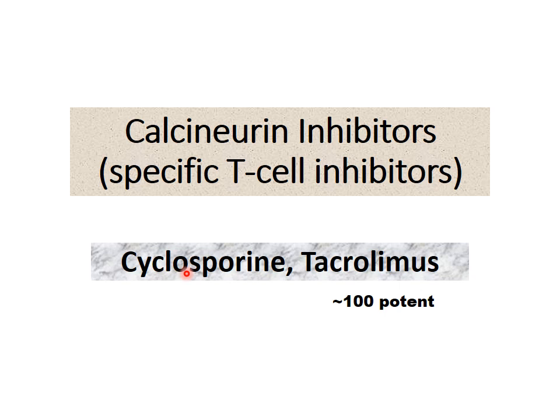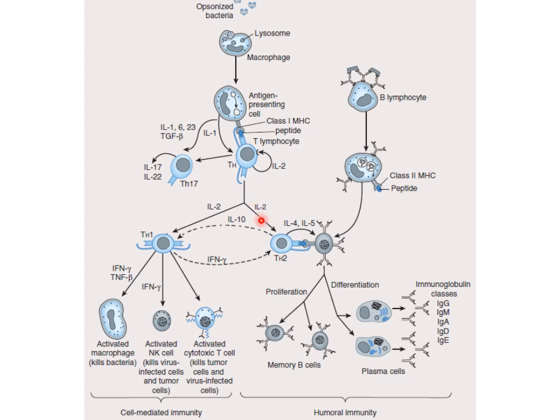Now comes the mechanism of action of calcineurin inhibitors. Before going to the mechanism, let us revise how cell-mediated immunity is induced. The important mediator for the proliferation and activation of various T cells, especially CD4 cells, is interleukin 2. Interleukin 2 is an important cytokine for the induction of cell-mediated immunity, as we saw in previous slides.